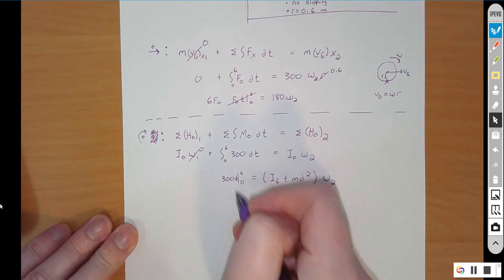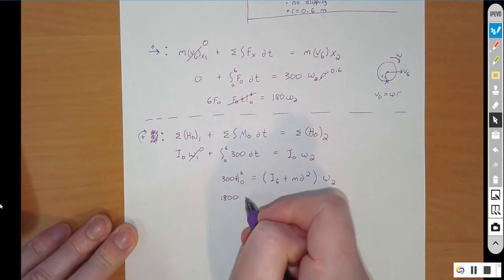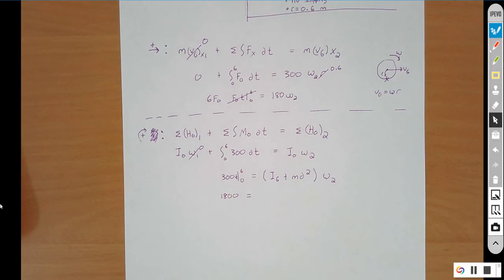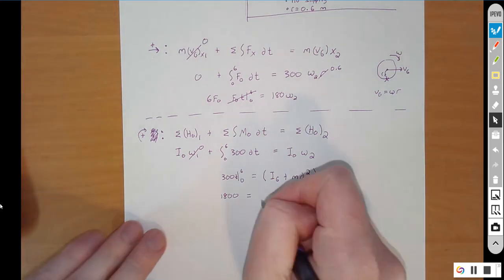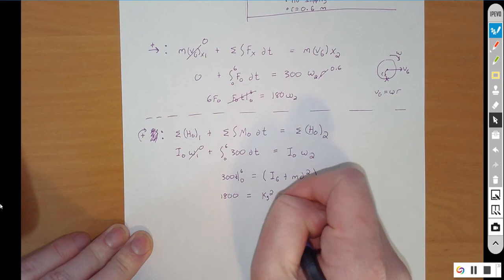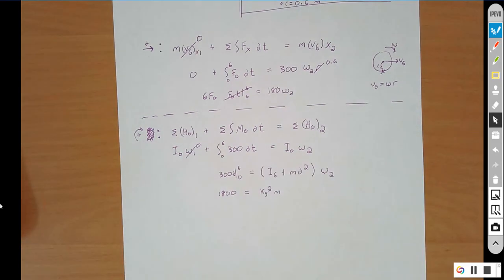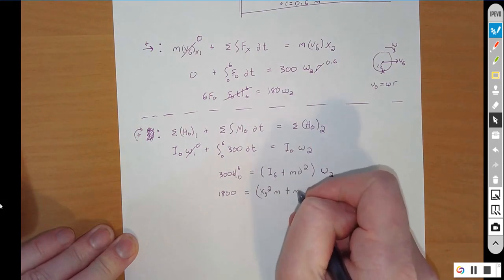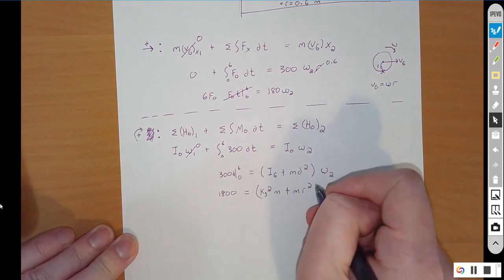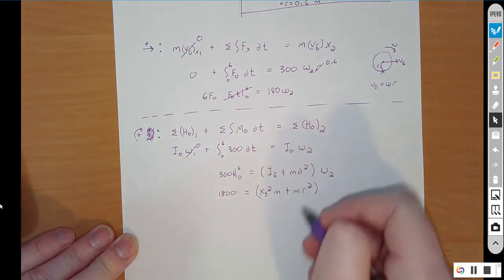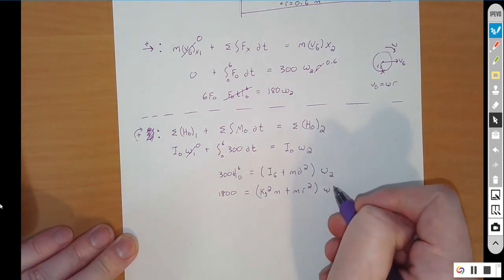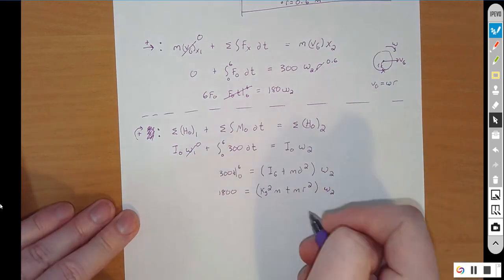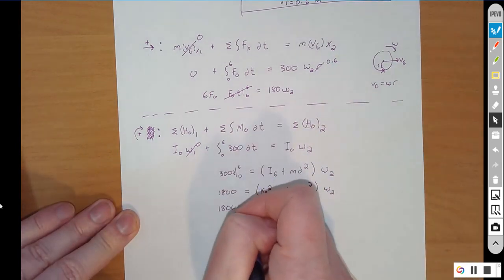All right, so that becomes 300 times 6, which I believe is 1800. And our I about the center of gravity will become our k G squared times mass. So I'm going to have mass for both of these. And then plus mass, and then this will become radius, because that's the distance that we move. It doesn't matter if it's positive or negative because we square it. We have omega 2. So we plug in some numbers, and we will be in good shape.